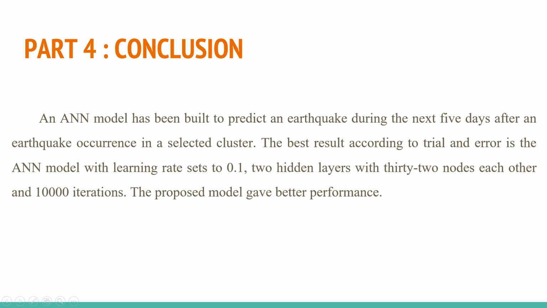Next, part 4, conclusion. An ANN model has been built to predict an earthquake during the next 5 days after an earthquake occurrence in a selected cluster. The best result according to trial and error is the ANN model with the learning rate set to 0.1, two hidden layers with 32 nodes each, and then 1000 iterations. The proposed model gave better performance for magnitude thresholds more than 6.